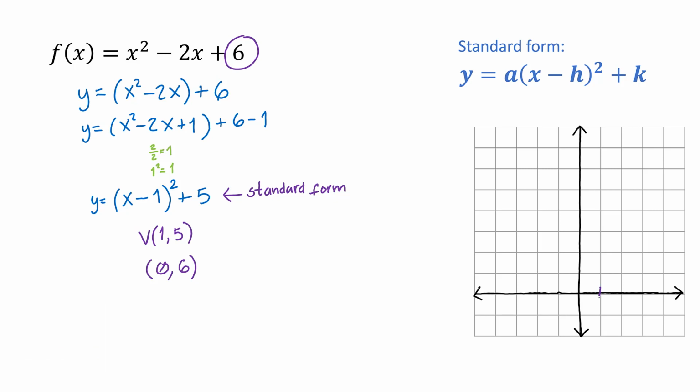Vertex in 1, 5, which is here, and y-intercept in 0, 6. So 0, 6, which is here. And since the parabola is symmetric, and I know that it's opening upward because x is positive, so if to the left is 1 above, to the right 1 above as well, in 2, 6. Now we can trace the sketch of our parabola.